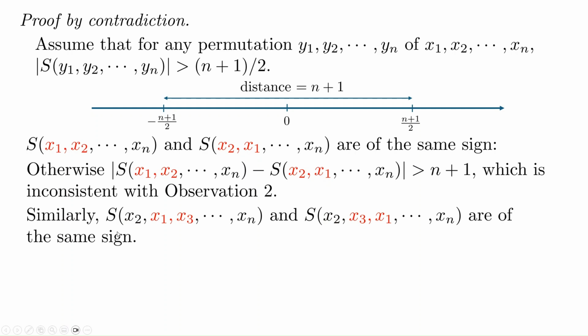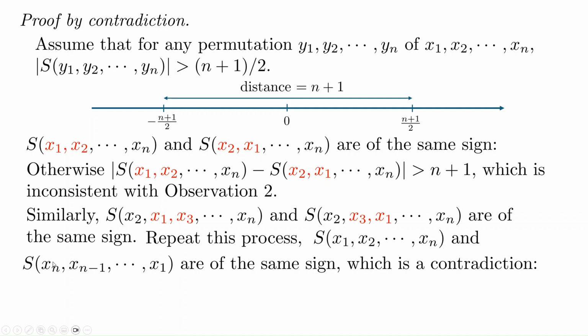Now, x2 is the first term and x1 is the second. We can further switch x1 and x3 to move x1 to the third position. The resulting sum will still be on the same side. Repeat this process until the sequence is completely reversed. Then the sums of the original sequence and the reversed sequence must be on the same side. Then we have a contradiction.